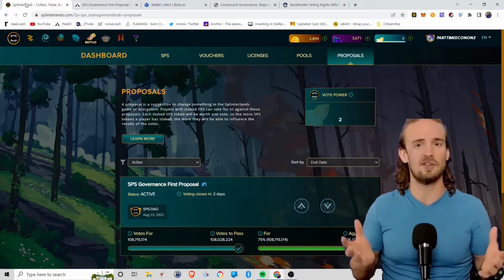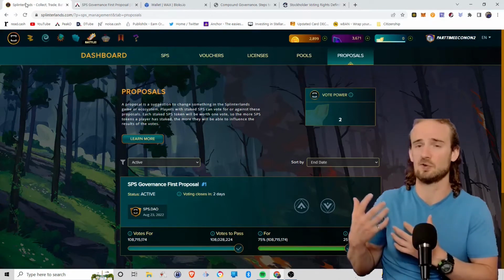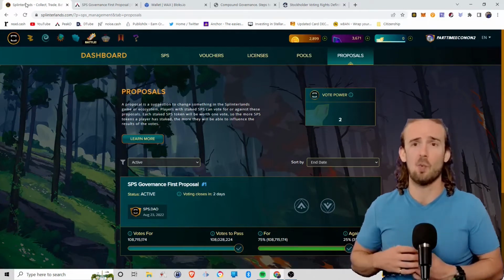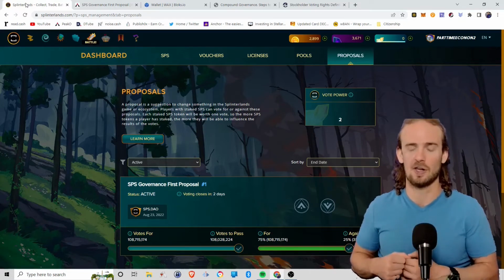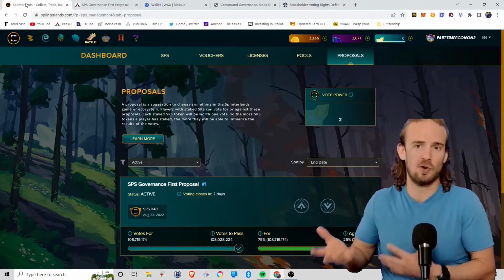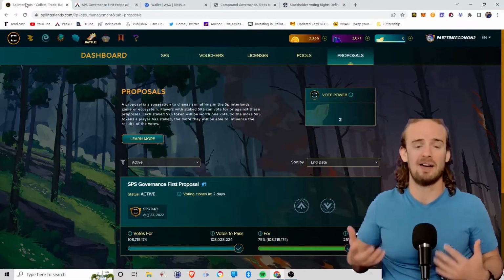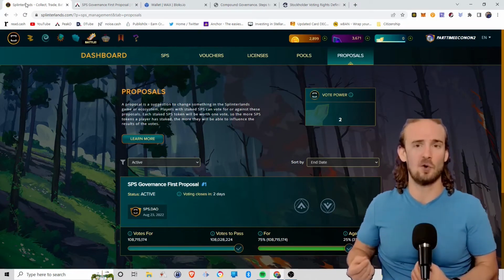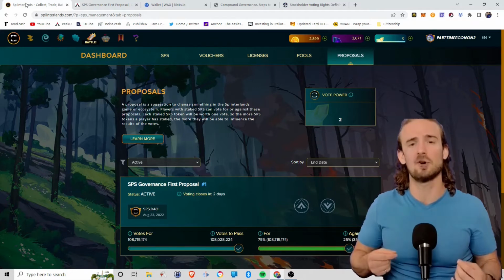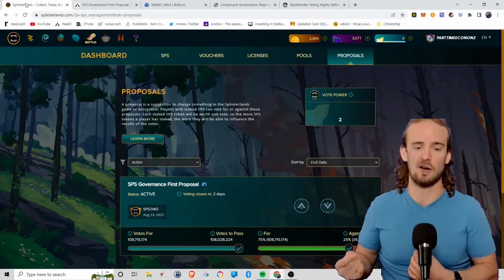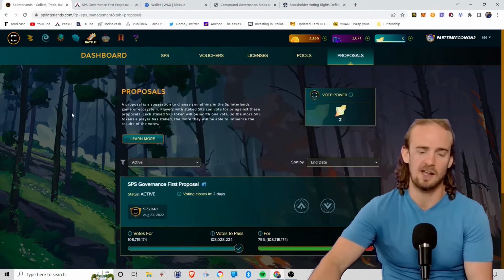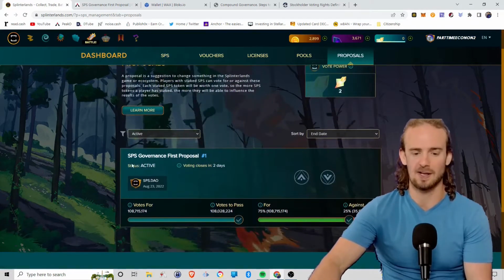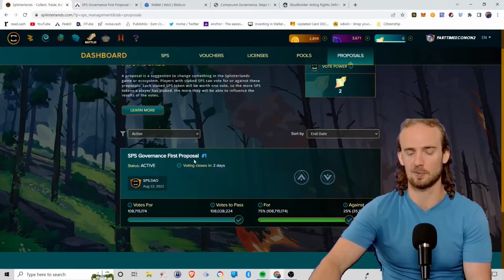Now, obviously, there can be more things than this. If there's a decentralized lending protocol, we might say, what assets do we want to support on this protocol? What should the interest rate be, right? And different people will have different opinions. What governance tokens do is they allow the community members to vote on the future of the project. So you can see here I am on Splinterlands, and they have a governance proposal. It just says SPS governance first proposal number 1.